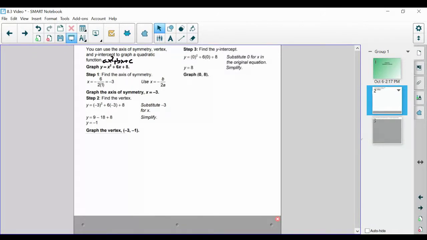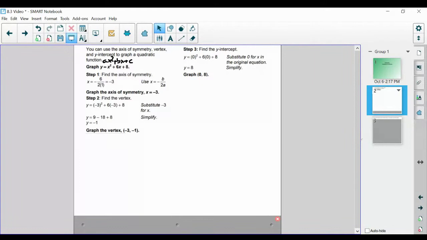Step 3 is we're going to identify the y-intercept. Just like a linear function, we're going to have a y-intercept. The y-intercept is going to be the number all by itself. It's our c value, because we know to be a y-intercept is when x is equal to 0. So if we were to substitute in 0 for x, we'd find that y is equal to 8. Therefore, our y-intercept is 8, or 0, 8.